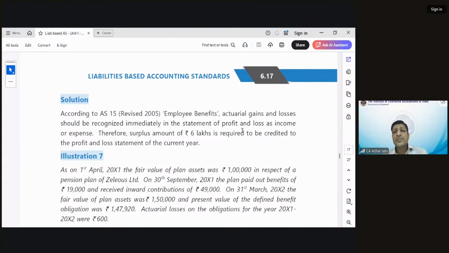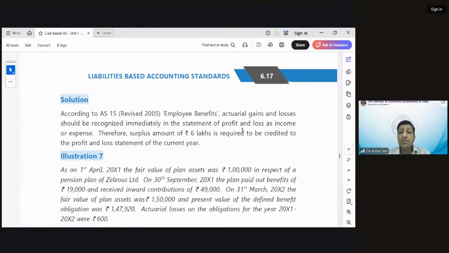As on 1st April X1, fair value of plan assets was rupees 1 lakh. Now, what is the meaning of fair value of plan asset? The plan asset is recorded at fair value. So that means the company had a plan asset of rupees 1 lakh in respect of the pension plan of Zelius Limited.